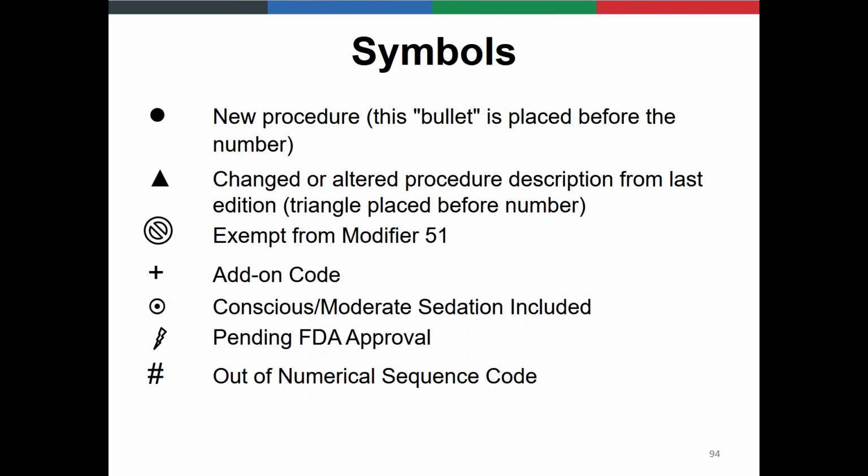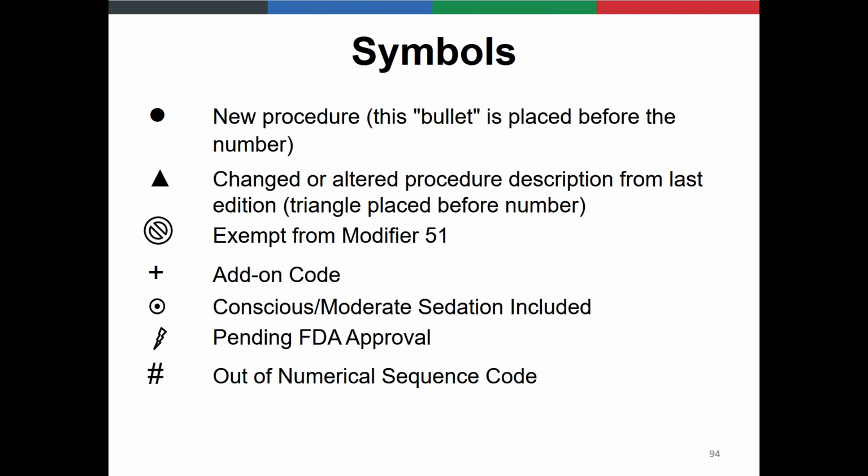A hashtag means that it's an out of numerical sequence code. If it's a blue triangle, it'll be a revised code, a changed or altered procedure. If it's a red dot code, it's a new procedure. It means that this code is brand new to this edition of the book, okay? And if you see green indentations between text, that means that the code contains new or revised text.